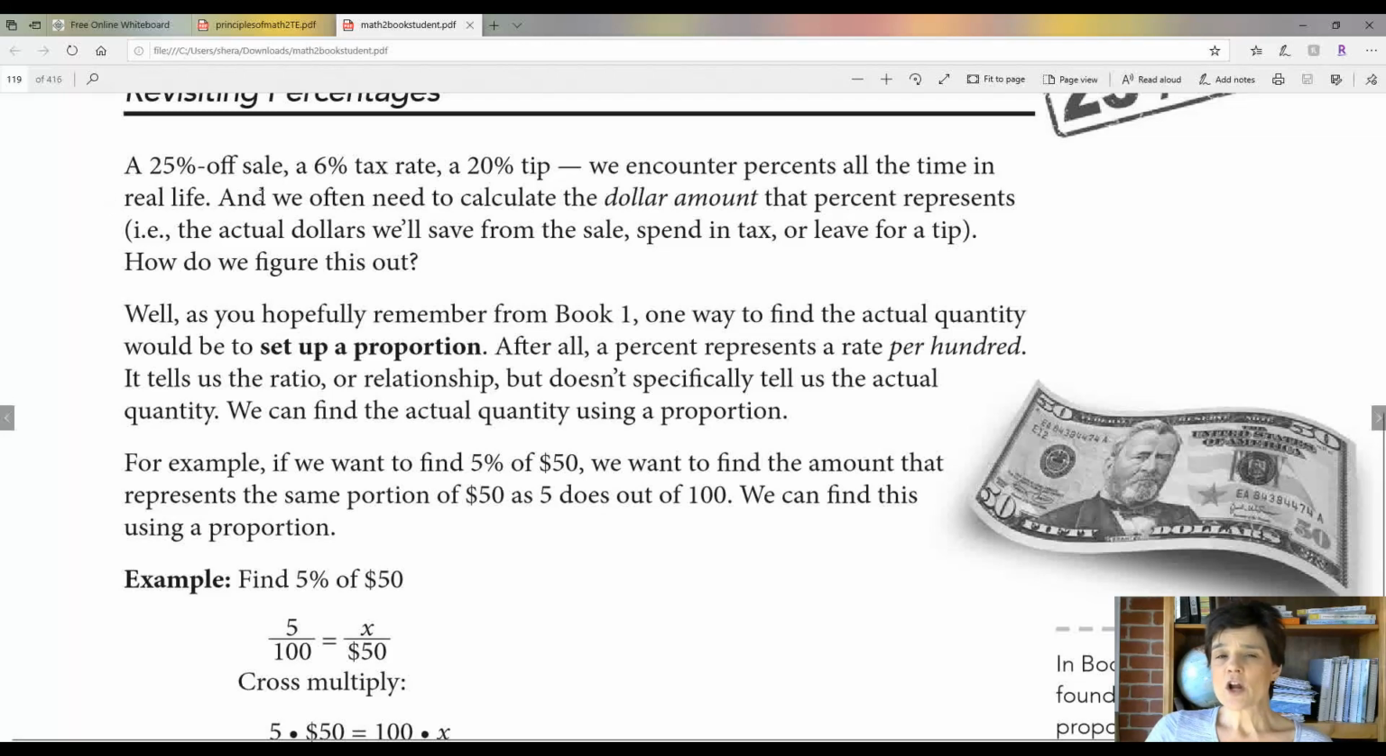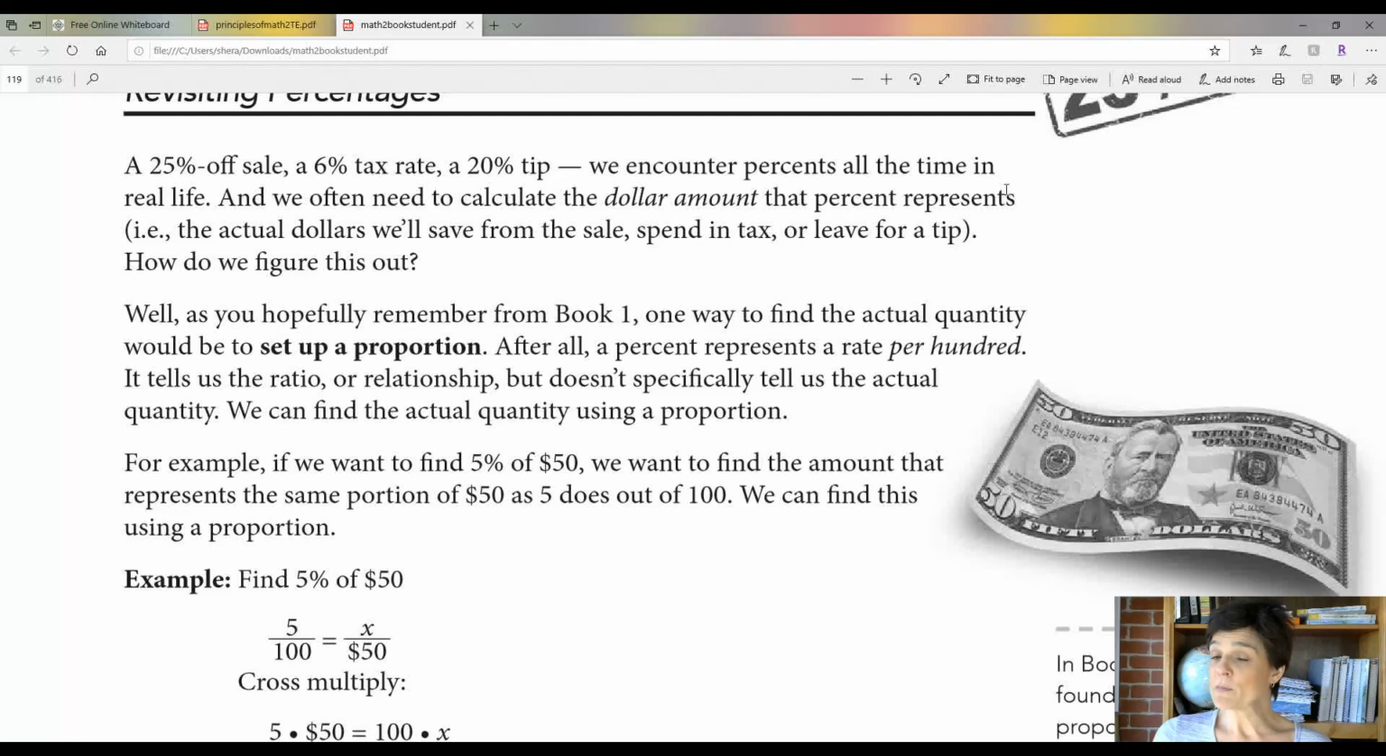A 25% off sale, a 6% tax rate, a 20% tip. We encounter percents all the time in real life. We often need to calculate the dollar amount that percent represents. For example, the actual dollars we'll save from the sale, that we'll spend in tax, or that we'll leave for a tip. How do we figure this out?